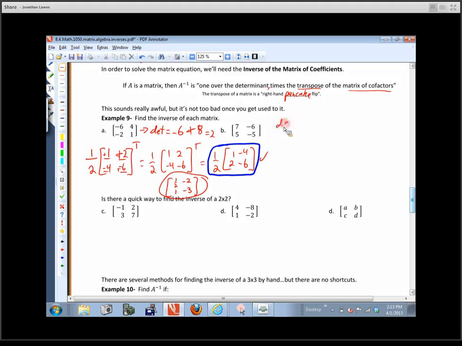Okay, let's do one more. Okay, the first thing I need is, I'm going to change colors. The first thing I need is the determinant. Negative 35 minus, write the minus, and then this is going to be minus 30. So the determinant is negative 5. So we're going to do 1 over negative 5, and then the transpose of the matrix of cofactors. So I'm going to find the cofactors to start with.